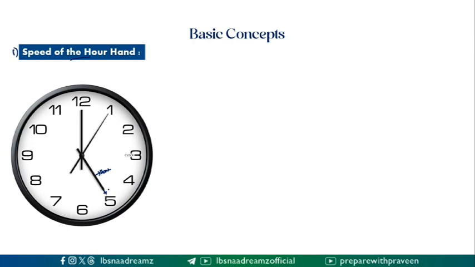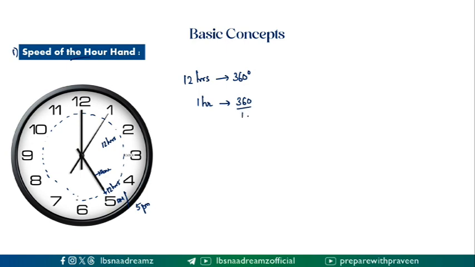It will come again here after 12 hours. Right? See, consider this is 5 a.m. It will move like this, and come again to 5 after 12 hours. So at 5 p.m. it will come again here. So in 12 hours it will do a 360 degree rotation. So in 1 hour, it will move 30 degrees.